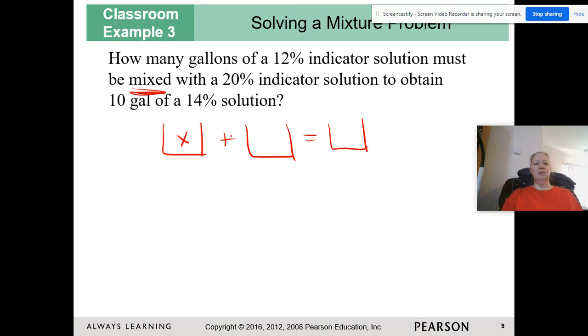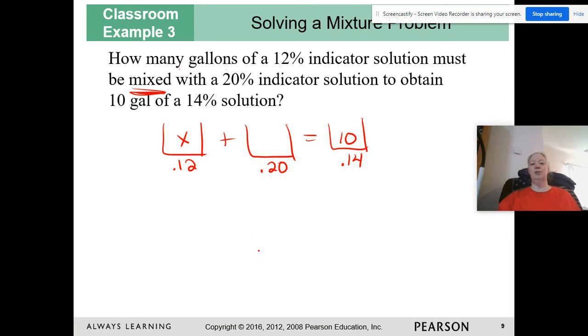I don't know what that is. 12% solution, percent always goes outside the bucket, must be mixed with a 20% solution, okay, that's a percent, it's going to go outside the bucket. To obtain 10 gallons, that's an amount, and it is a 14% solution. Notice, pay particular attention. In the first example we didn't know what this one was, but in this one we don't know what this one is, okay?